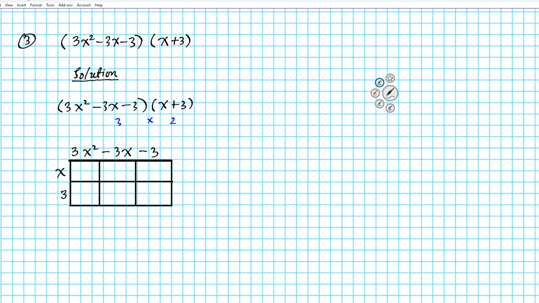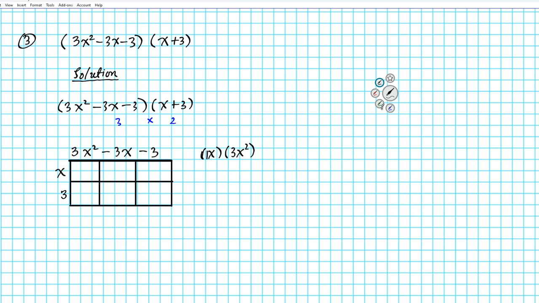All right, so for the first one, let's multiply x by all these 3 terms on the top. So we're going to have x multiplied by 3x squared. What is x times 3x squared?